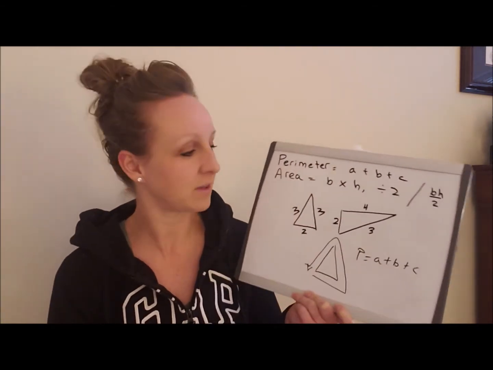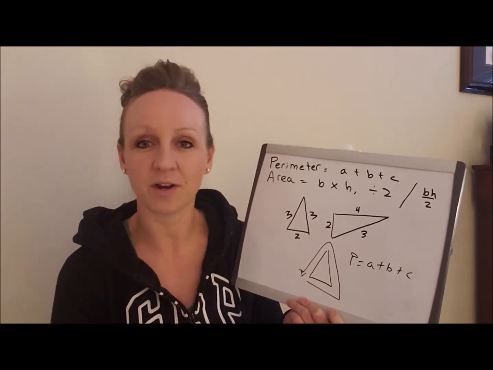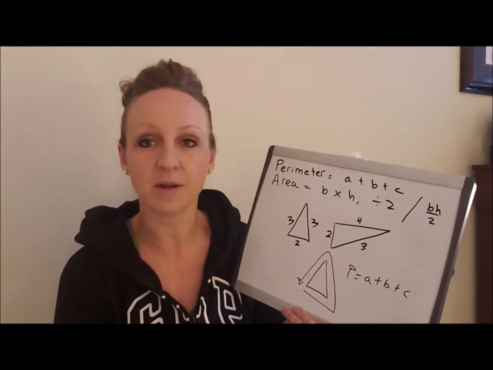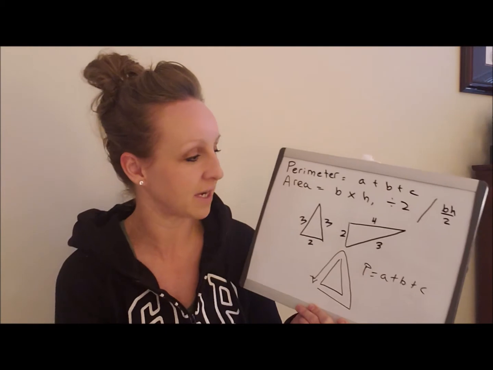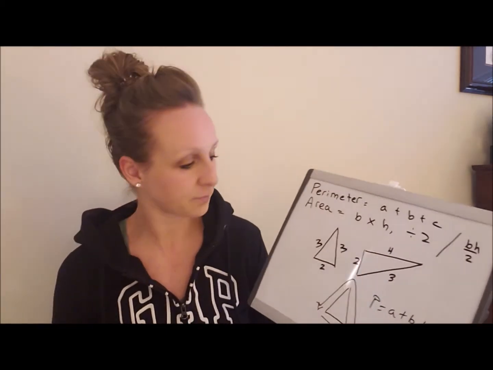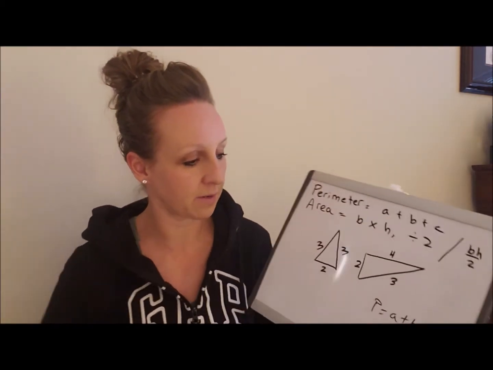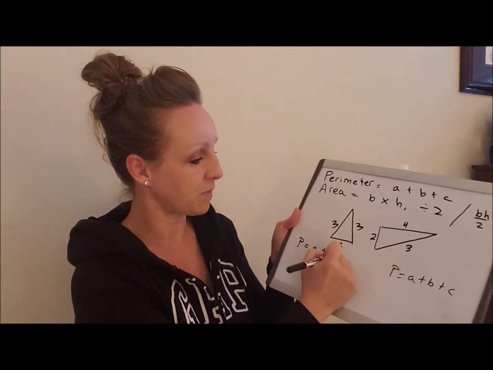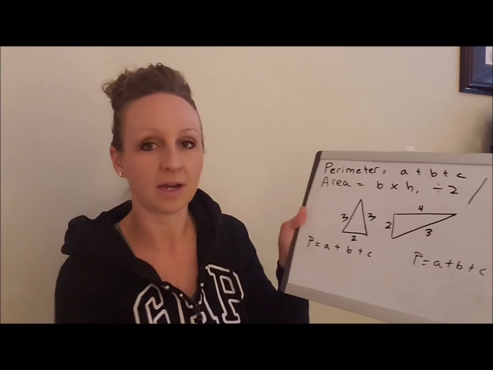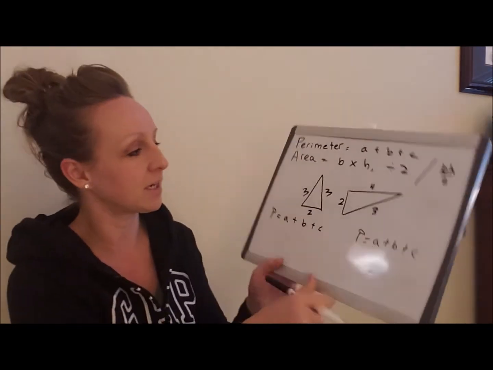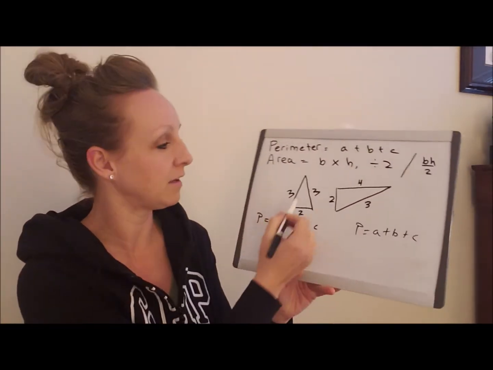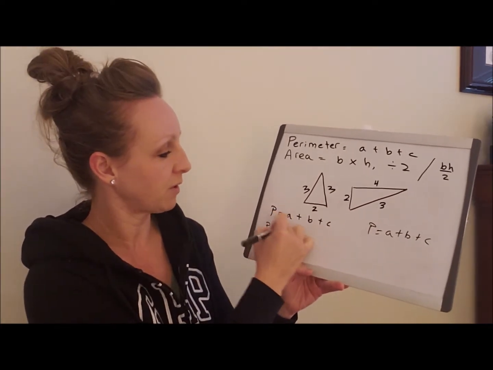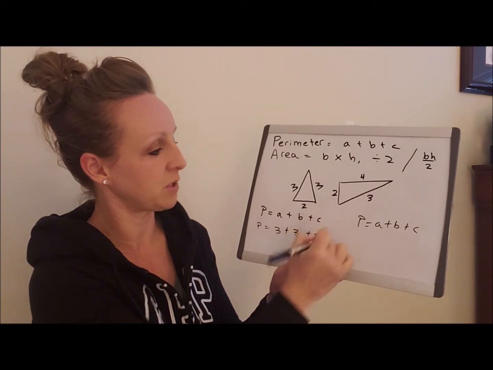And again, the nice thing with this is when you're trying to find perimeter, you're not asking which side is A, which side is B? You're simply going to take the three numbers that you have around your triangle and add them together. So let's write it out like an actual formula. If we have perimeter equals A plus B plus C, I'm going to randomly assign my 3, 3, and my 2 to A, B, and C. So perimeter equals 3 plus 3 plus 2.